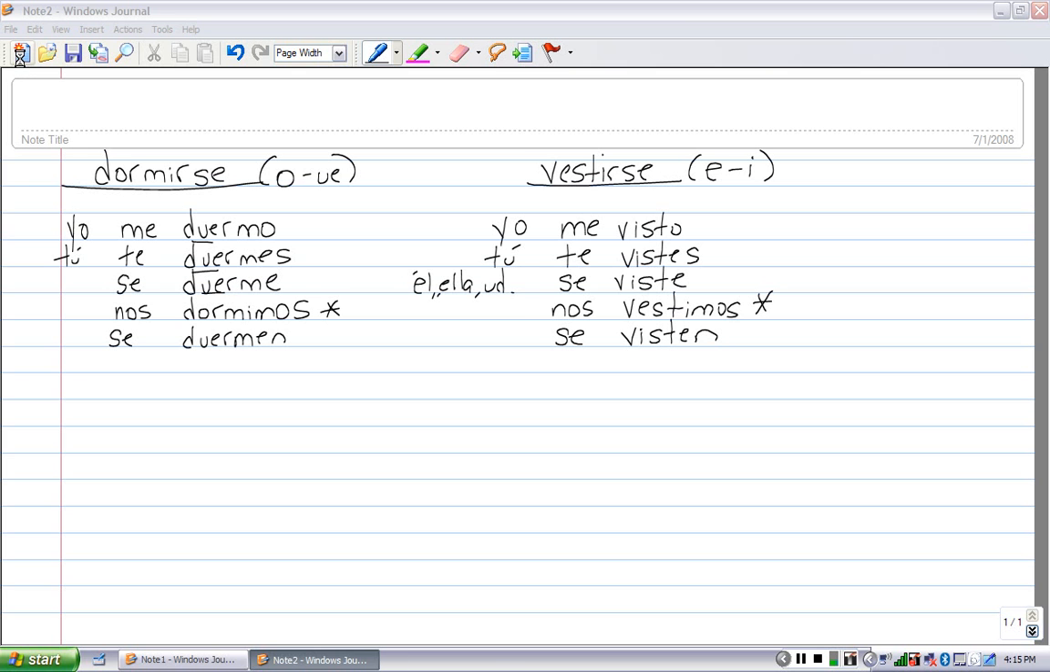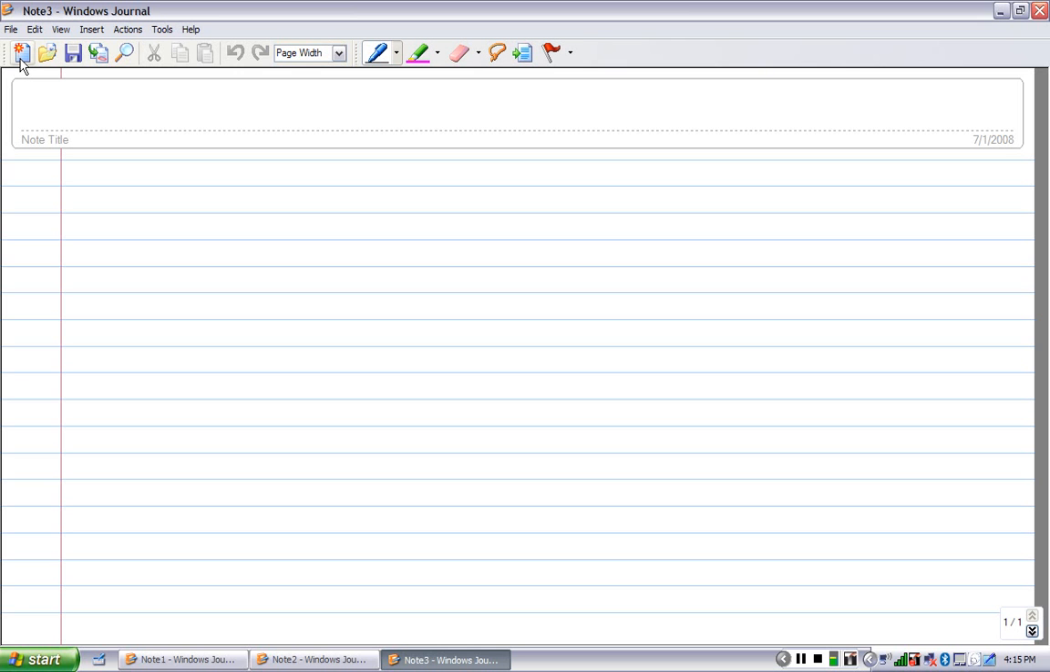Alright, let's talk about the differences between a stem changing verb and a non-stem changing verb, because a number of verbs in Spanish can be reflexive or non-reflexive. Let me give you some examples. What a reflexive verb means is that the action of the verb is reflected back onto the subject of the sentence. So for example, we just said me visto.